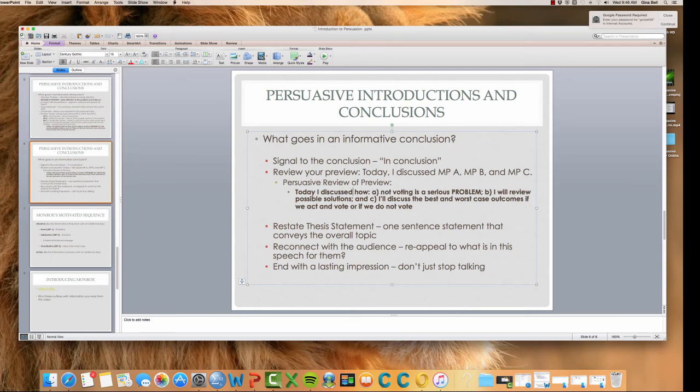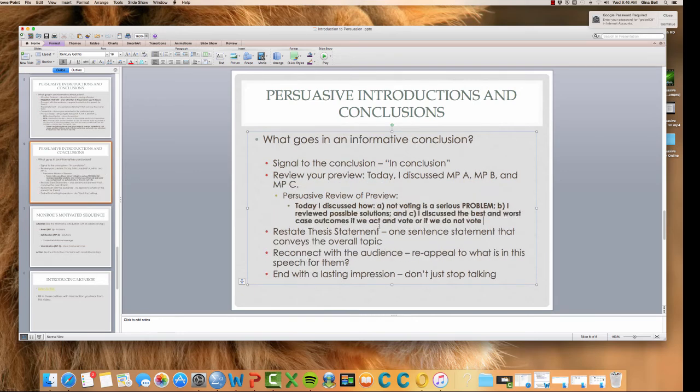Today I discussed how not voting is a serious problem. I reviewed possible solutions, and I discussed best and worst case outcomes if we do and if we don't vote. So then you'll restate your thesis statement just as you had been. So you signaled to the conclusion, you reviewed your preview, you restated your thesis statement, you're seeking to reconnect with the audience, and then end with a lasting impression.